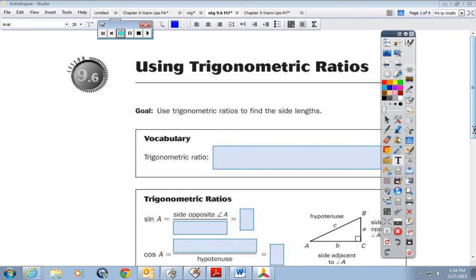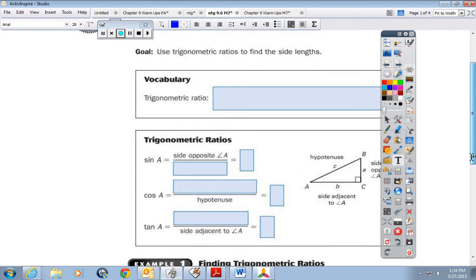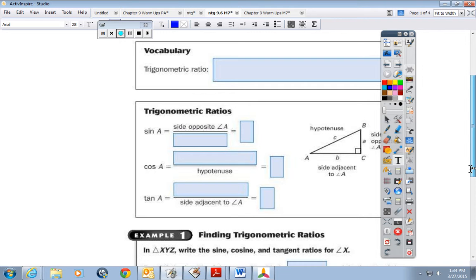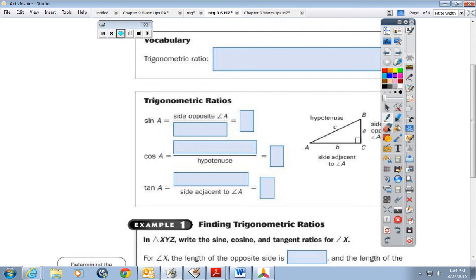Ratio. That's just one vocabulary word that applies to the whole lesson. It is a ratio, which will be a formula that you see, which is what we'll talk about down here. It's a ratio, so it's written in fraction form.